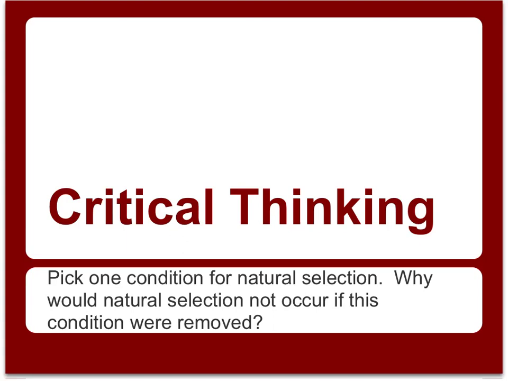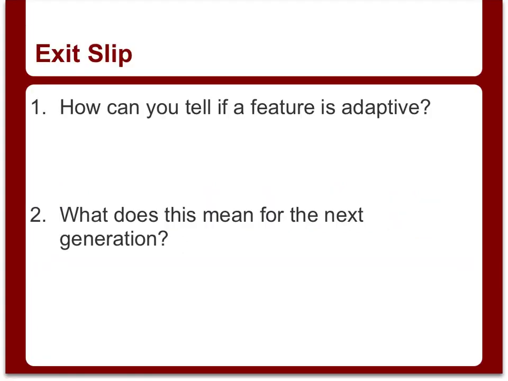And we've just about finished with our discussion about natural selection. These are a couple of questions that I don't believe I've included on the Google Doc, but you can answer for yourself. Number one, how can you tell if a feature is adaptive? And number two, what does this mean for the next generation?